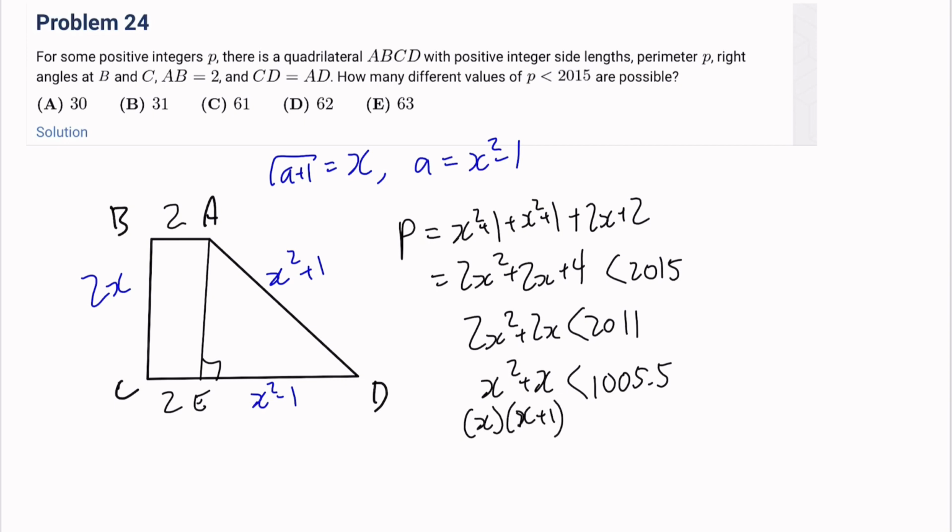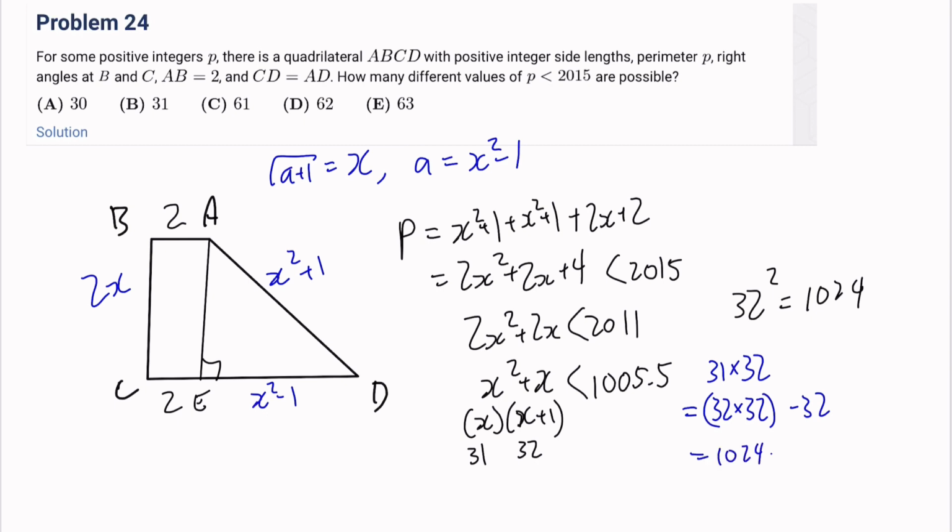And we know that 32 squared equals 1024, right? And so what if x plus 1 equals 32? Then x will be 31, right? And so 31 times 32, let's do this in a different color. 31 times 32, this is 32 times 32 minus 32. So this is 1024 minus 32, which is less than 1000, right?